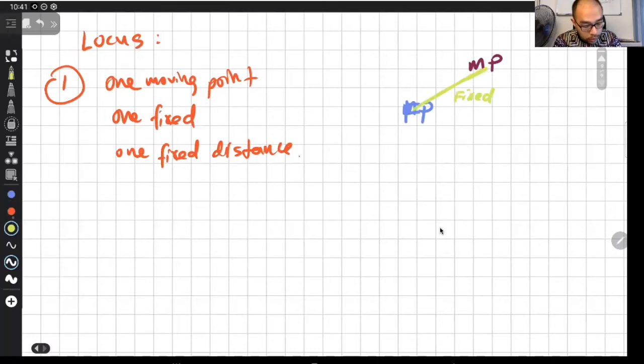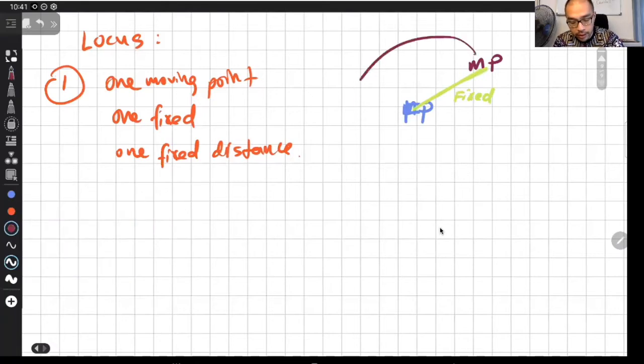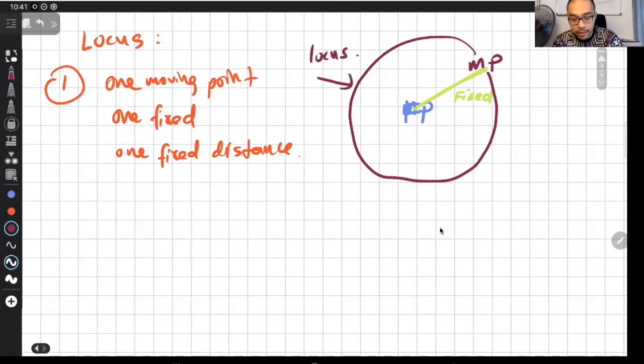Okay, so the only possible locus for this is that the locus has to travel in a circle. So this is the locus. That means this moving point has to travel in a circle so that it fulfills this condition. It can move, the fixed point is staying, and the distance between the both of them is always the same. Okay, that's the first locus.